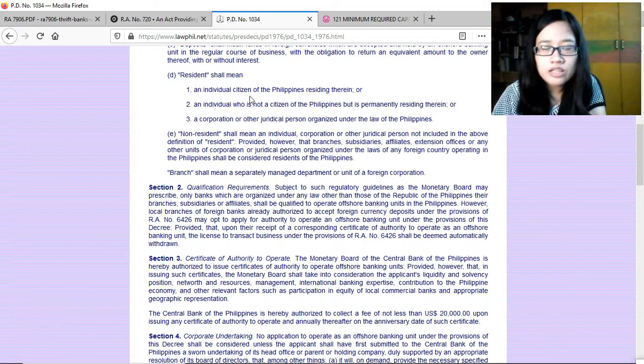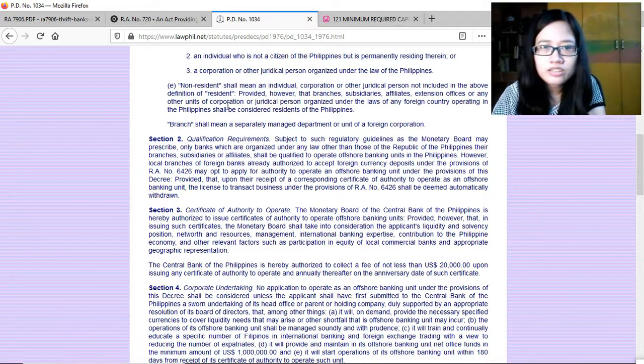Resident shall mean an individual citizen of the Philippines residing therein; an individual who is not a citizen of the Philippines but is permanently residing therein; a corporation or other juridical person organized under the law of the Philippines. Corporations and partnerships as well. A non-resident shall mean an individual, corporation, or other juridical person not included in the above definition of resident. What do you call this? There's a term for this type of definition.